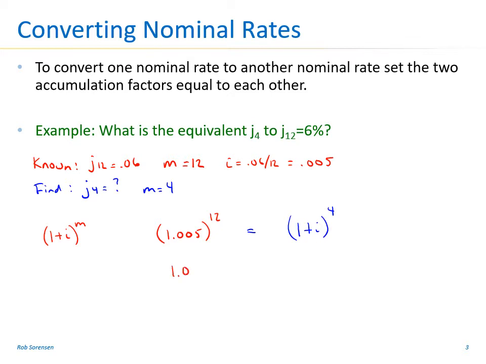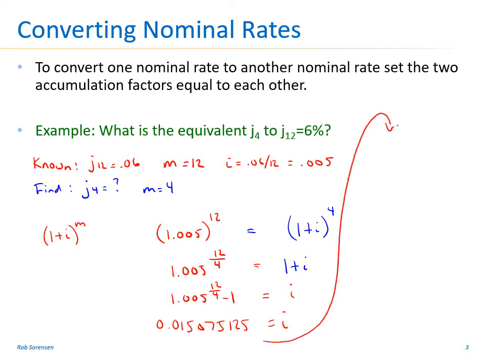I end up with 1.005 to the power of 12. I'll take the fourth root, and that'll leave me over here on the right-hand side 1 plus I. Now I'll just go ahead and subtract 1 from both sides, and that'll give me I. So we're going to work through it that way, and if I do that for little I, I get 0.015075125. So that's fine. Let's move up here. That's my little I per period.